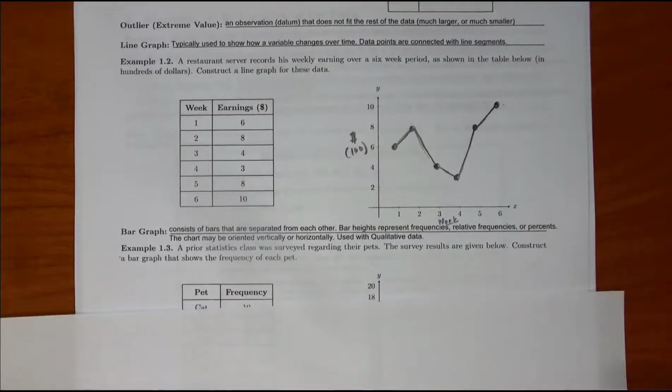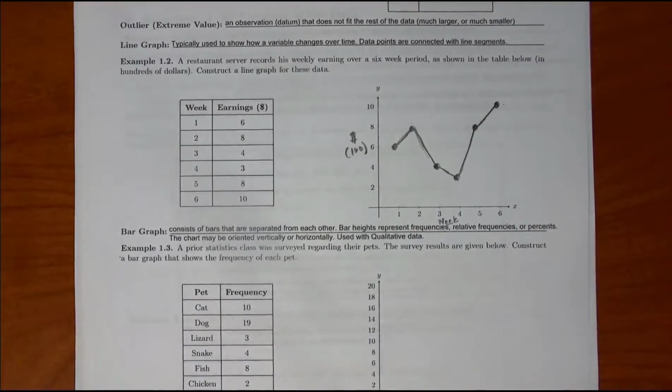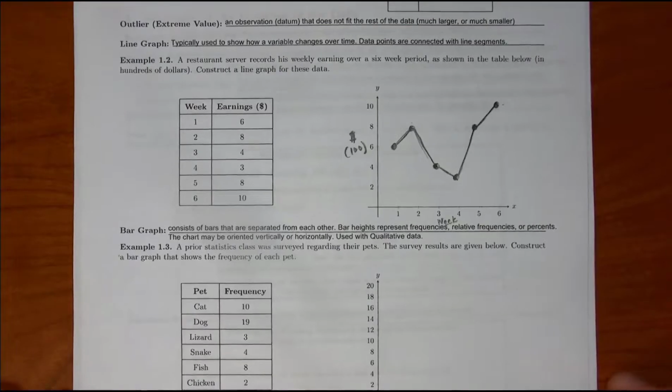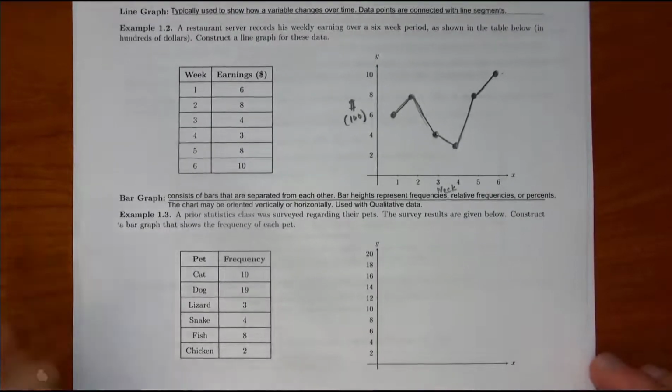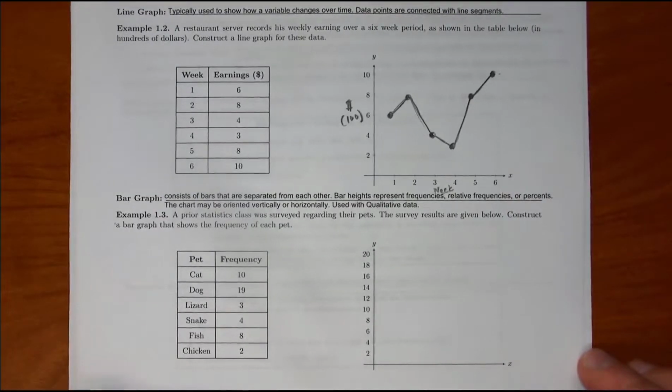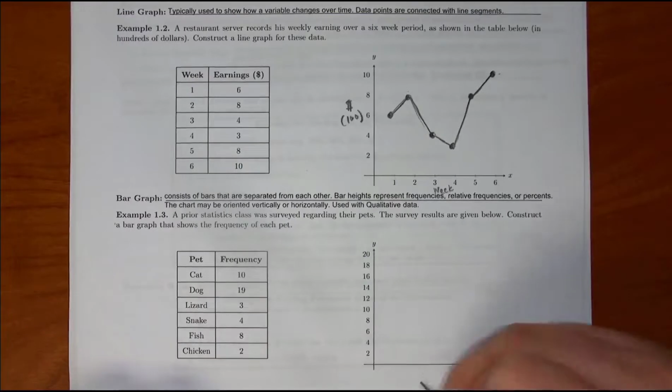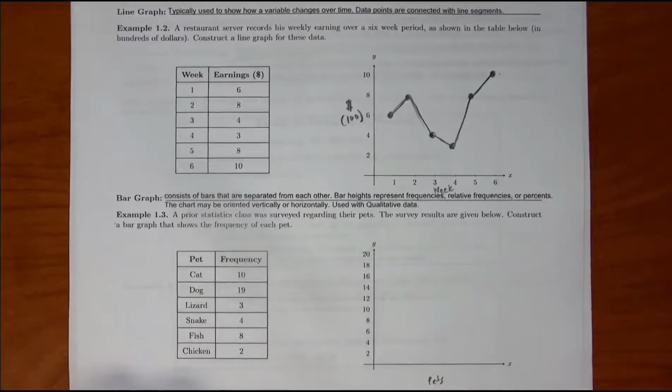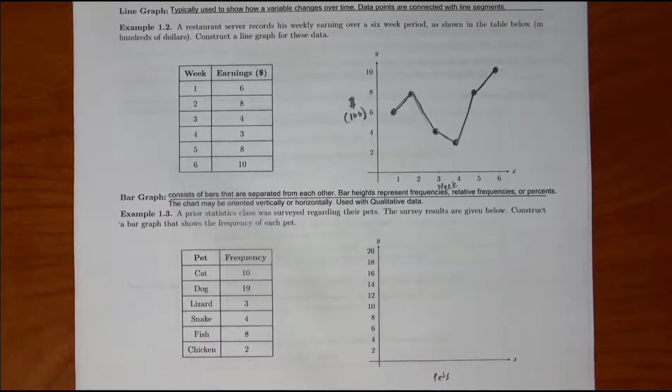So let's see with this example. A prior stats class was surveyed regarding their pets. The survey results are given below. Construct a bar graph that shows the frequency of each pet. Okay, so we want to label the axis here. This is our pets. And basically we're going to have a bar for each of our pets. Cat, dog, lizard, snake, etc.